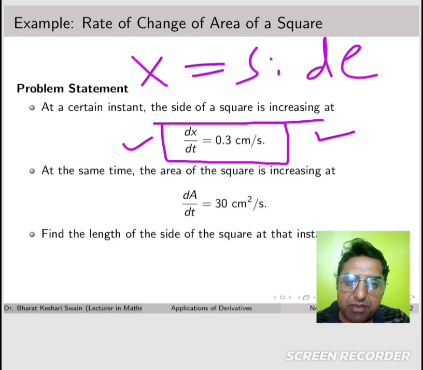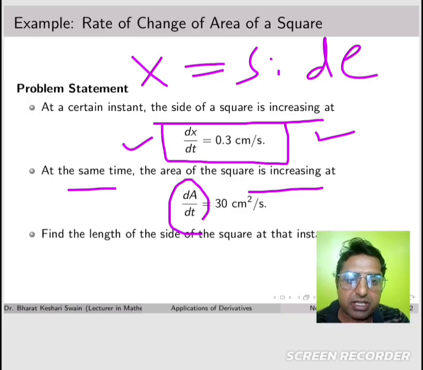And at the same time, the area of the square is increasing. The area of the square is increasing, so it is changing, so we can denote it as dA by dt. That means the area is changing with respect to time. So that is given as 30 centimeter square per second.